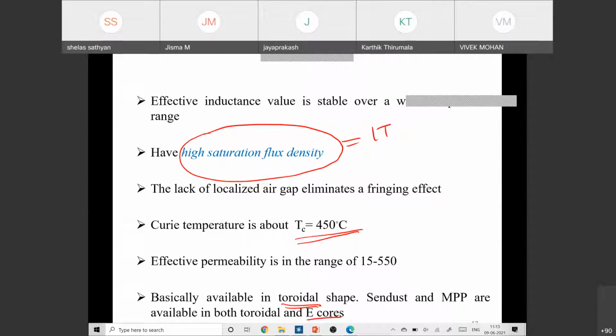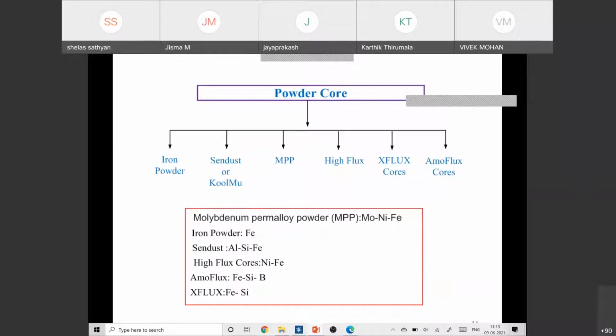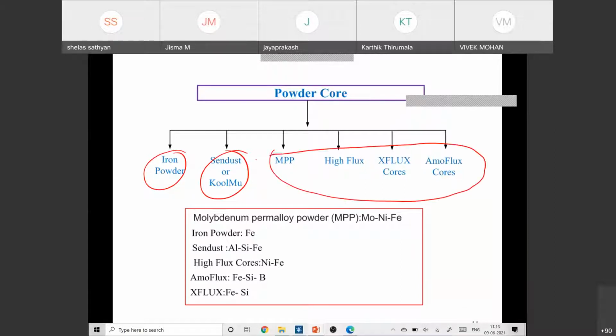But there are some categories of powdered iron core which are known as Sendust and MPP cores. They are available in both toroidal and double-E shapes. I'm not going through the different categories or material grades of the powdered iron core. In our local market, in our country, iron powder and Sendust cores are more available, but these cores you may need to import.